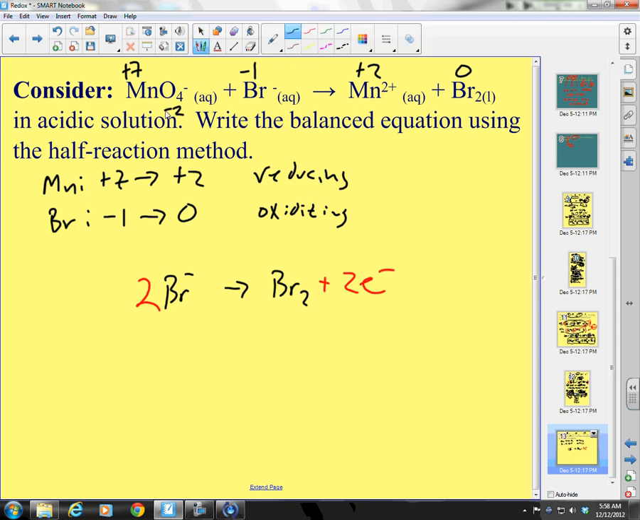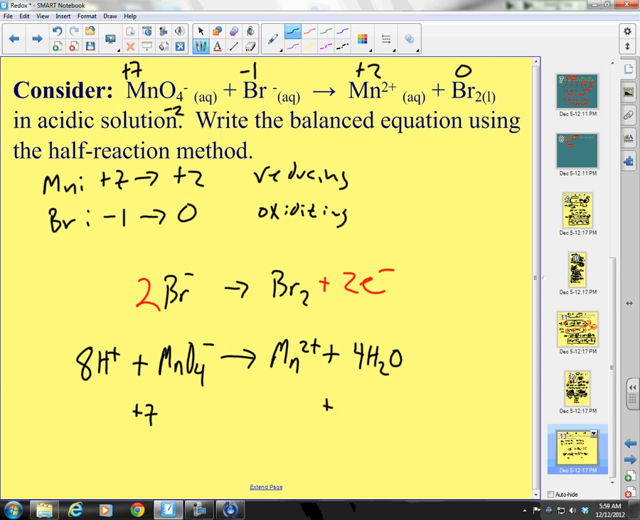Next, let's go to the reduction half reaction. I have MnO4 minus permanganate, and it's going to go to manganese 2 plus. Balance manganeses. Well, they're both balanced, 1 on each side. Balance oxygens by adding water. So I have 4 oxygens on my left. That means I need 4 waters on my right. Balance hydrogens. Okay, I've got 4 times 2, 8. I need 8 H pluses. Balance charge. Over here I have 8 times 1, so I have a plus 7 here. Over here I have a plus 2, which means what? I have to have a plus 5.